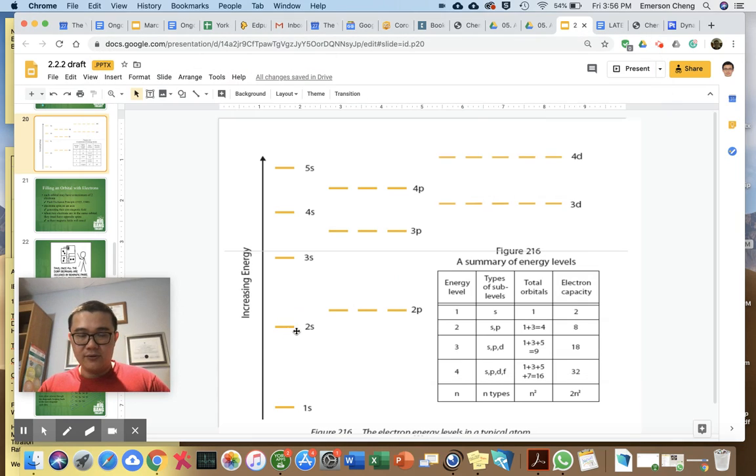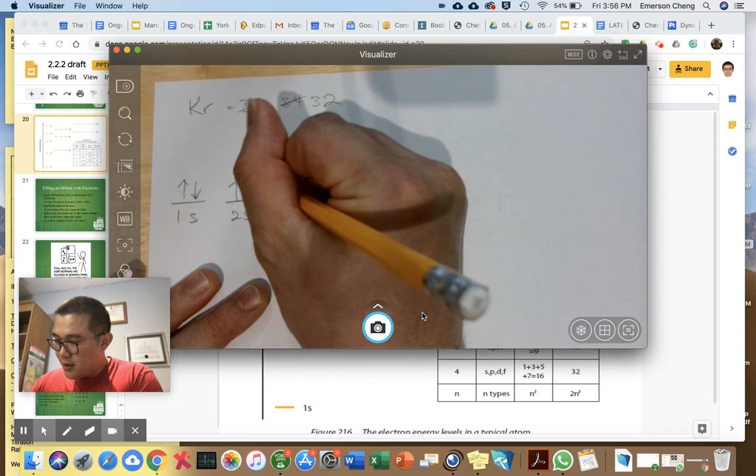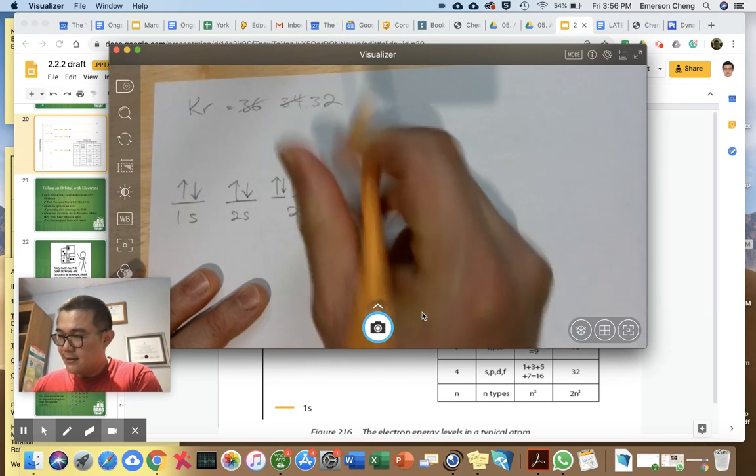Now, after 2s, I go to the 2p orbitals. So 2p orbitals, as you notice, 2p has 3 slots. So in this case, it can accommodate 6 electrons.